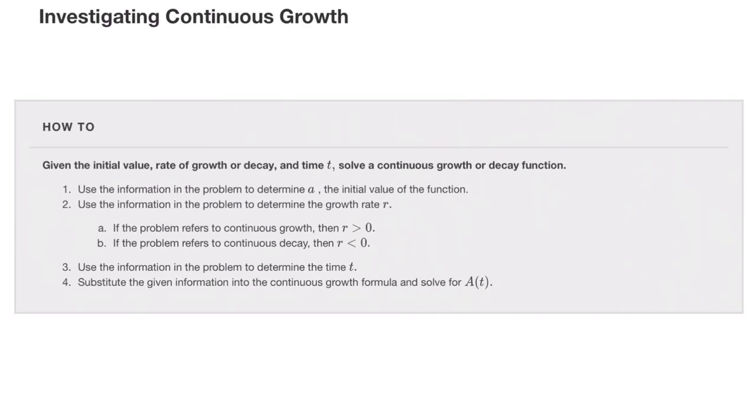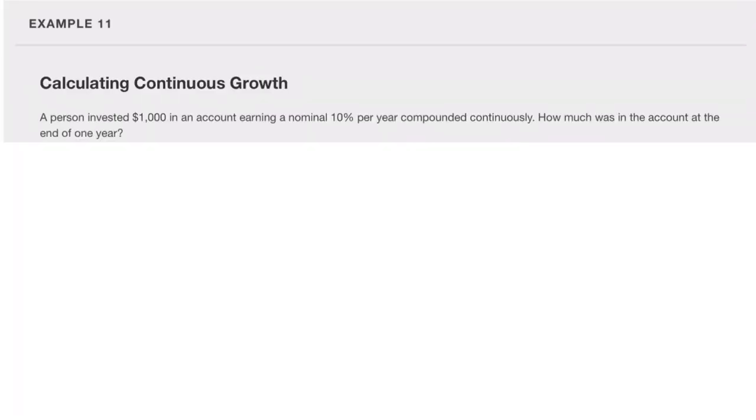So given the initial value, rate of growth or decay, and the time t, how to solve a continuous growth or decay function. I'm going to let you read through this on your own, and I'm just going to explain it as I go. A person invested $1,000 into an account earning a nominal 10% per year compounded continuously. How much was in the account at the end of 1 year? Whenever you see continuous compound interest, the way I remember that one is PERT, so that's A equals P e to the rt.